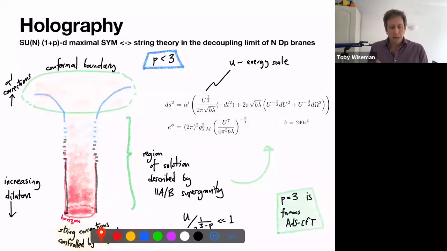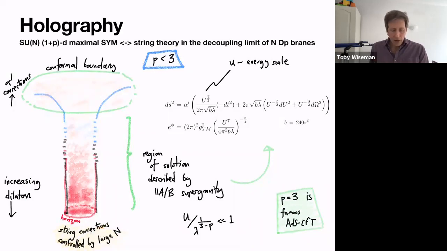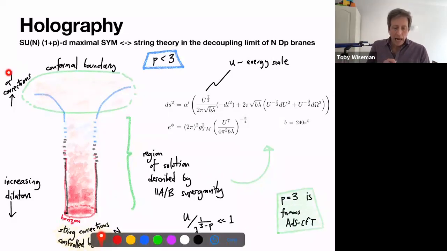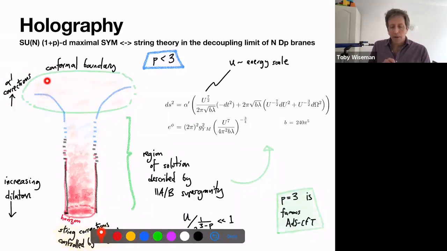Now, in this situation where p is less than 3, the dilaton increases into the infrared of the geometry, and therefore we need large N to control things, to keep the g_string corrections small. And alpha prime corrections instead become relevant near the conformal boundary. So again, it's slightly different to AdS/CFT. So there's a spatial dependence as to which corrections become important in which region.